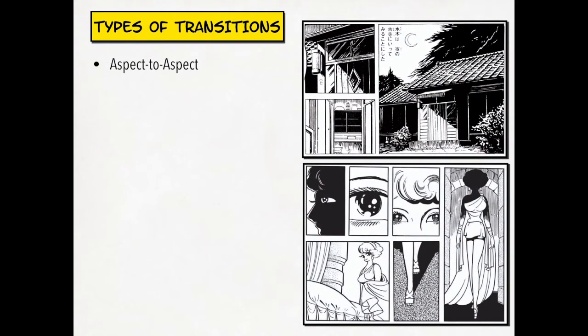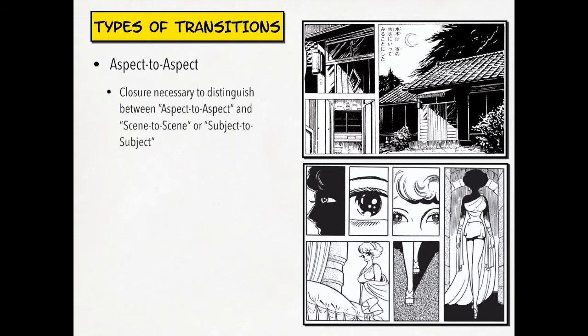Next, we move to a sort of tricky to describe transition, the aspect to aspect transition. Now, this transition requires closure, not just to make sense of what's happening, but to distinguish it from, say, scene to scene or subject to subject transitions. For example, in the Tezuka strip on the bottom, are those three or four different people, or are they the same person?